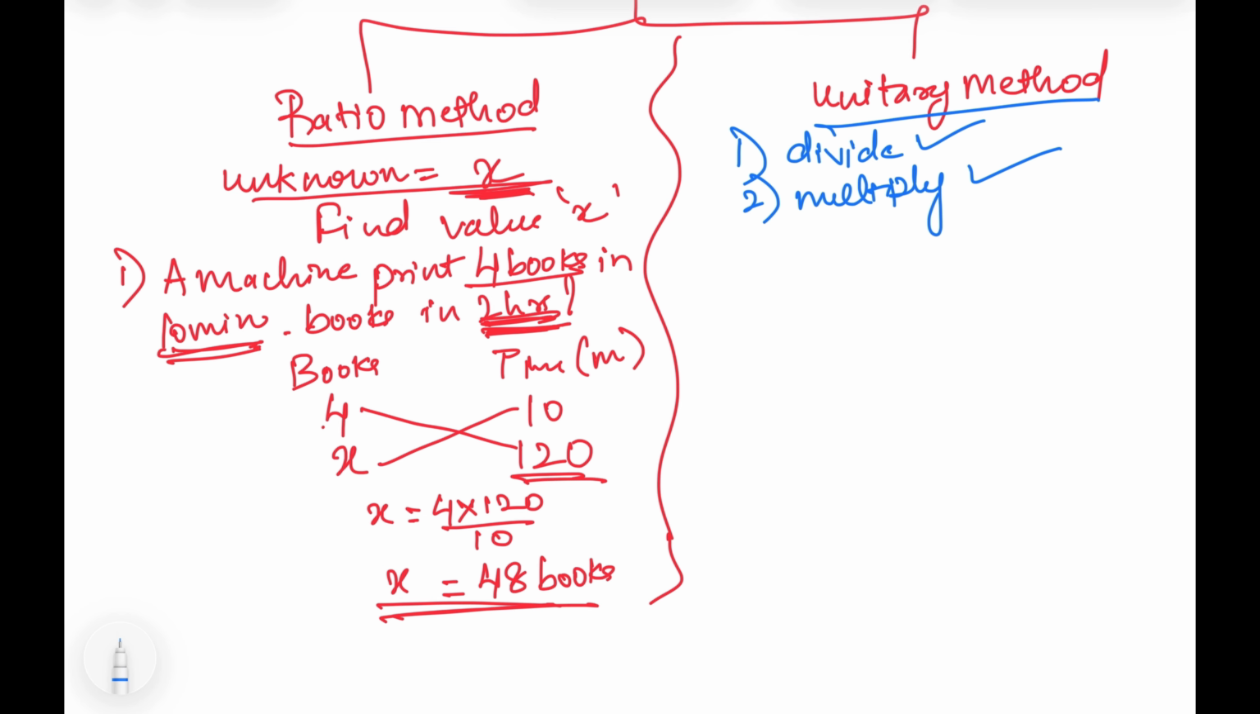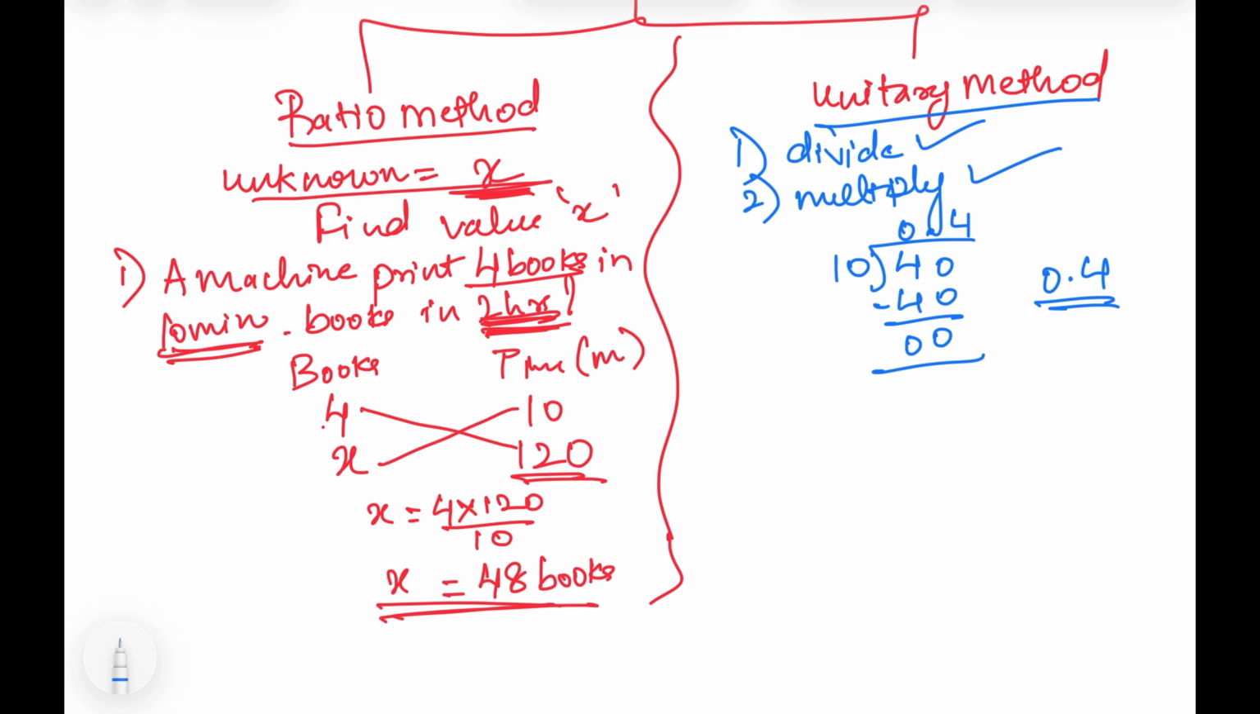Again the same question. A machine prints 4 books in 10 minutes. We have to find the number of books in 2 hours. So we know that it is printing 4 books in 10 minutes. So how many books will it print in 1 minute? For that we need to divide, right? We'll divide 4 by 10. So when you divide, what do you get? 0.4, right?